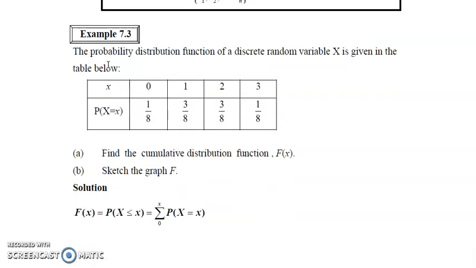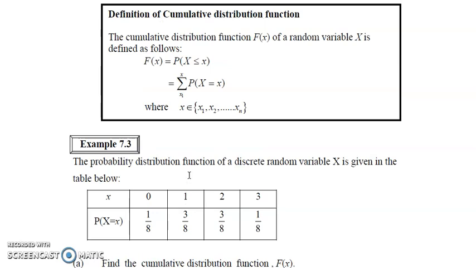So example 7.3, the PDF is already given to you, so it is very clear. Proceed. The first question asks for your CDF, and the next question asks you to sketch the graph of the CDF. Let me tell you one more thing.